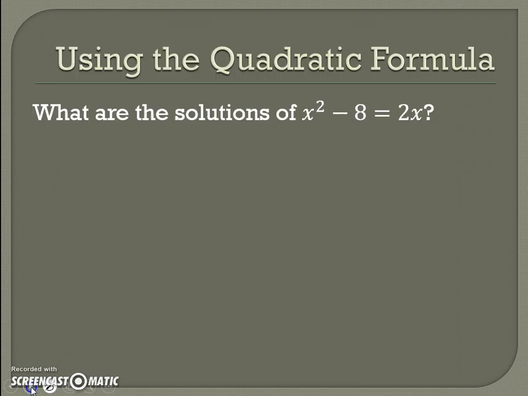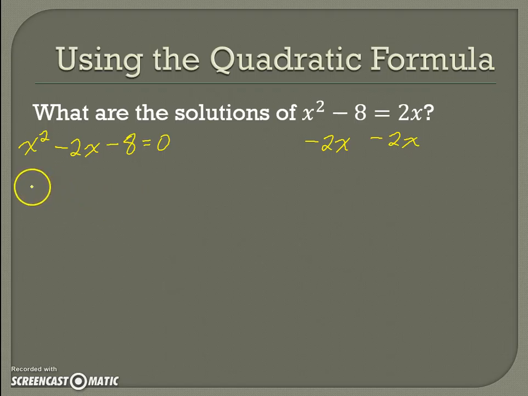All right, so using the quadratic formula, it says what are the solutions of x squared minus 8 equals 2x. The first thing that we need to do is get this into standard form. So I'm going to subtract 2x from both sides, and I'm going to come over here where I have a little bit more room. So I have x squared minus 2x minus 8 equals 0. Now from here, I'm going to be using the quadratic formula for this, so I'm going to go ahead and plug in these values. You should have that in front of you.